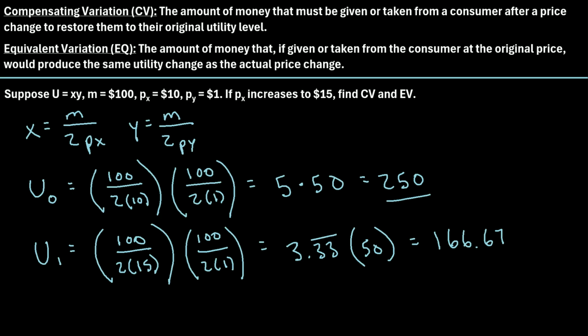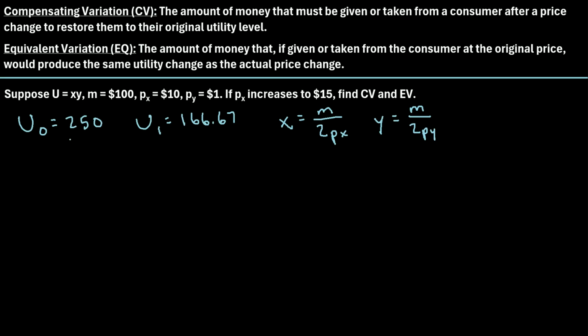So now that we've calculated these two utility values, we have everything we need to finally calculate the compensating variation and the equivalent variation. So I'm going to clear a little bit of space here again. Okay, so I've rewritten the original utility level that we obtained at the original prices and the new utility level that we obtained at the new prices. I've also rewritten the optimal quantity of both x and y to consume to maximize our utility.